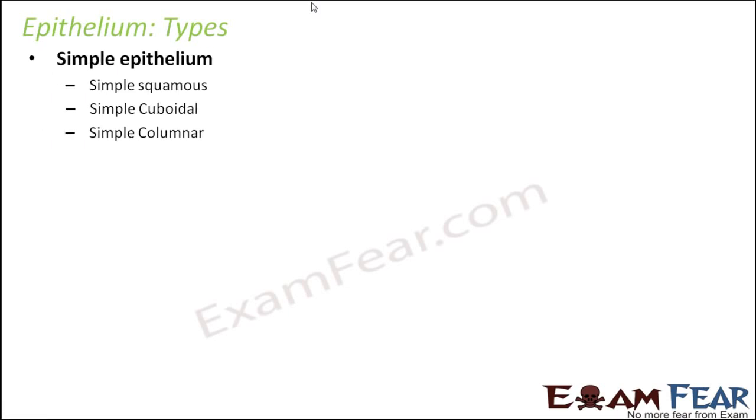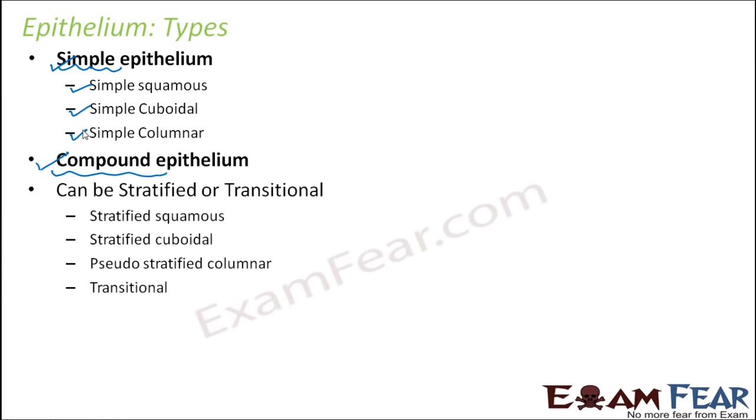Now we will talk about the different types of epithelial tissue. Broadly there are two types of epithelium, simple epithelium and compound epithelium. As the name suggests, wherever it is something simple, structurally it is generally not very complicated, right? And the next one is compound epithelium. Again, they also have subtypes. Simple epithelium is of three types: simple squamous, simple cuboidal, and simple columnar.